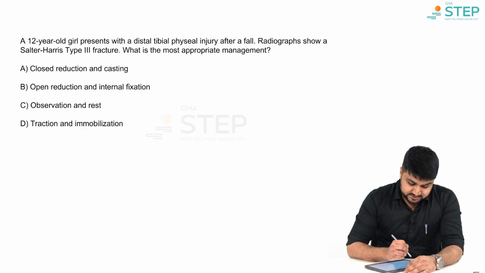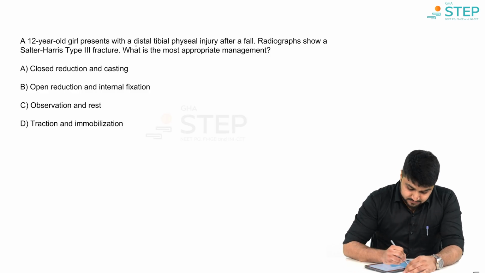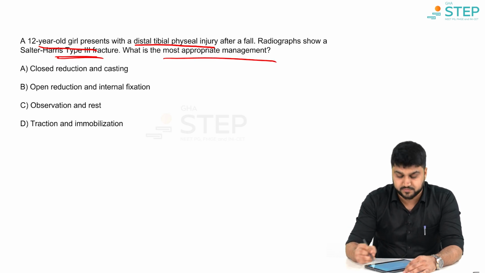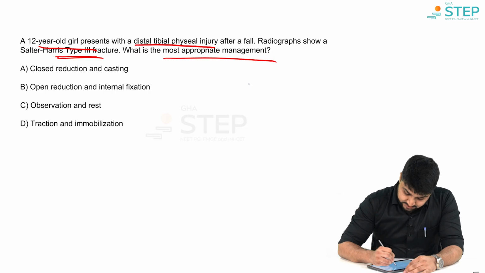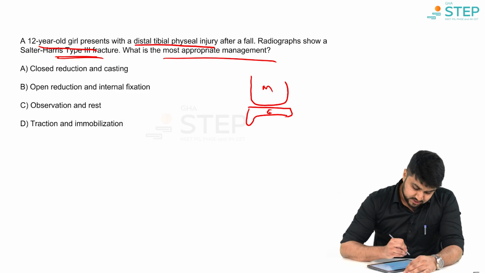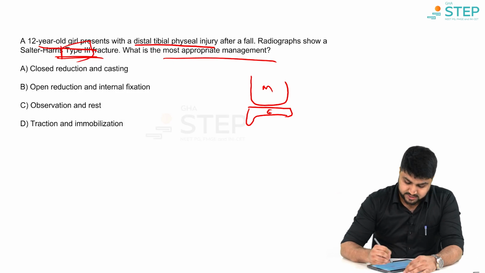A 12-year-old presents with a distal tibial physeal injury after a fall. Radiographs show a Salter-Harris type 3 fracture. What is the most appropriate management? So, in our mind, let us create the distal tibial region. This is the metaphysis, epiphysis, and it has been written that it is a type 3 injury.